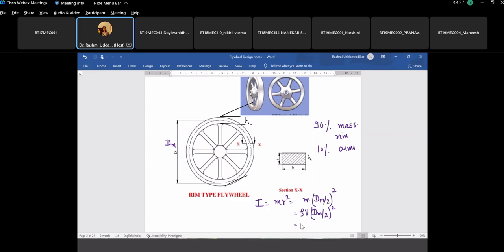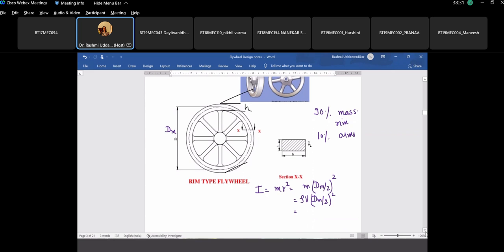Normally the material used for flywheel is what? Which material is used for flywheel? Same as the material used for the pulley. Yes, usually cast iron, sometimes cast steel, but usually cast iron, so we'll be taking the density of cast iron.